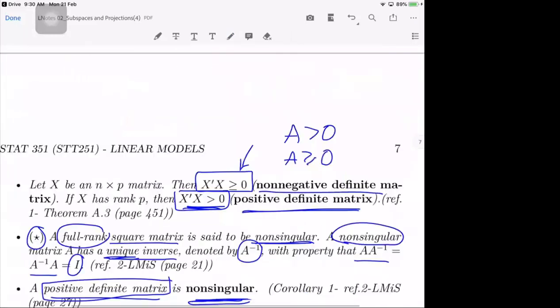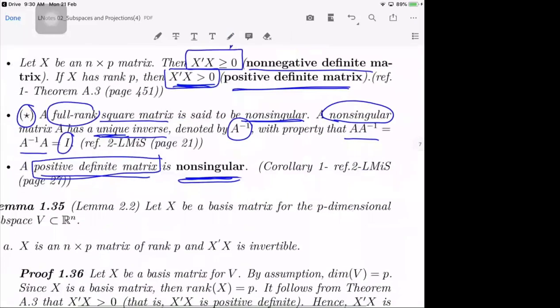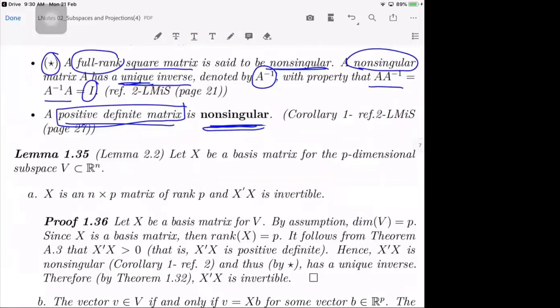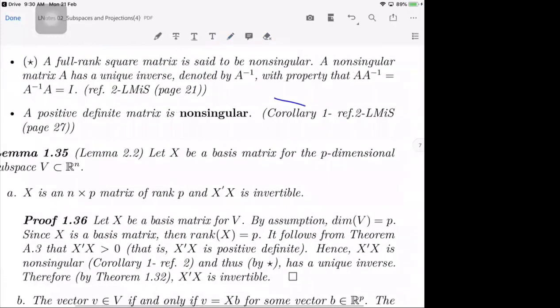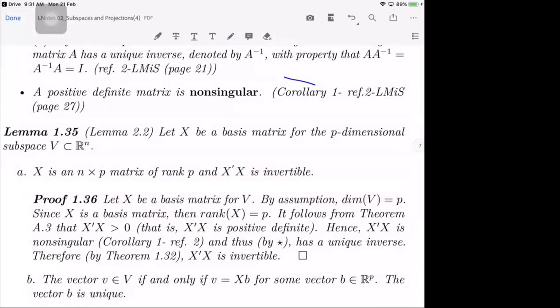Okay, any questions with the terms? So you have many terms to remember. So now let's go to Lemma 2.2 of Arnold.